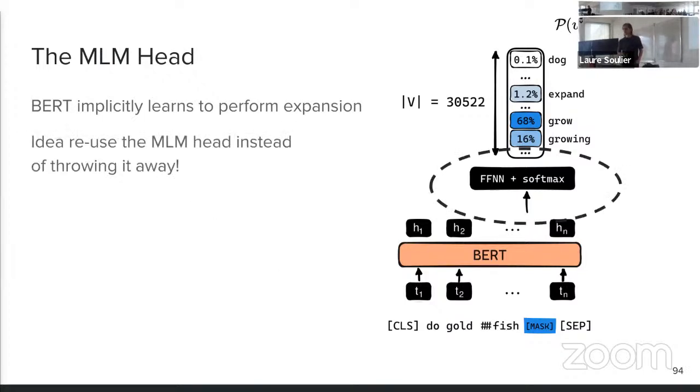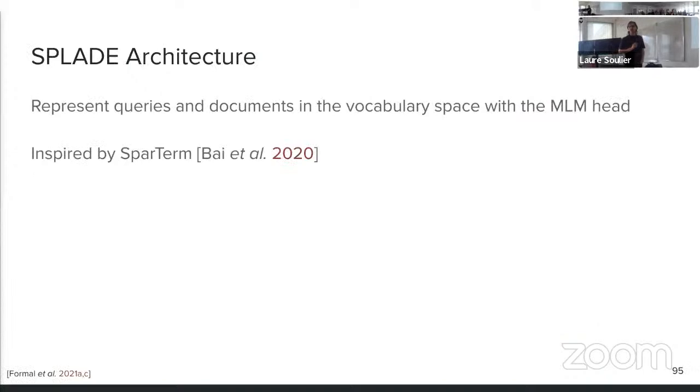And because we know that expansion mechanisms in IR are useful to bridge the vocabulary gap, it motivates us to actually reuse this head for these models. And so now let's describe the model in detail. It was inspired by the SPARTA model that was released a bit earlier, but we made some improvements to the model that made it much more effective in the end.